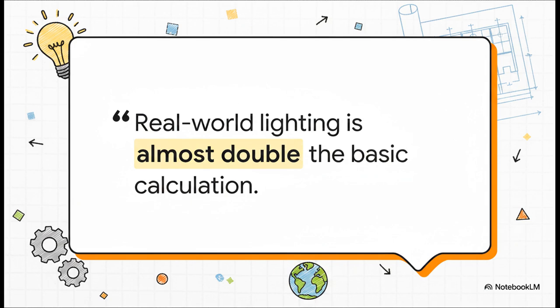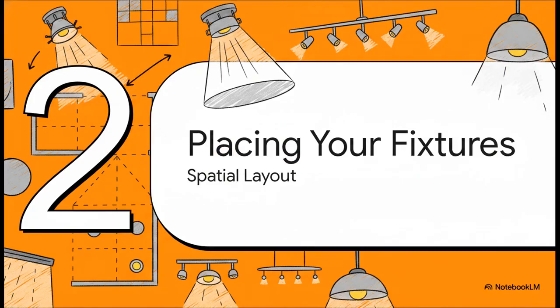And this right here, this is the number one lesson for any new designer. If you just calculate for that perfect, ideal world, your final design is going to feel dim and underwhelming. You have to plan for reality, and the reality is you're pretty much always going to need more light than you think. Okay, so we have our target, 5,000 lumens, but what does that actually mean?